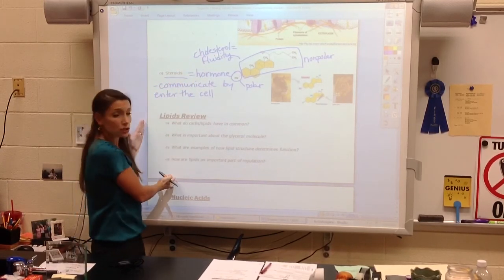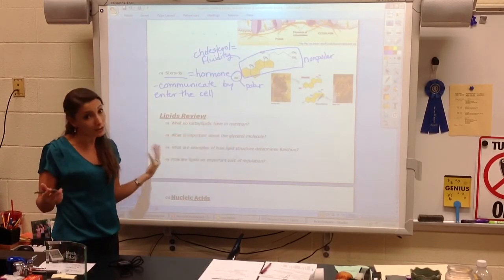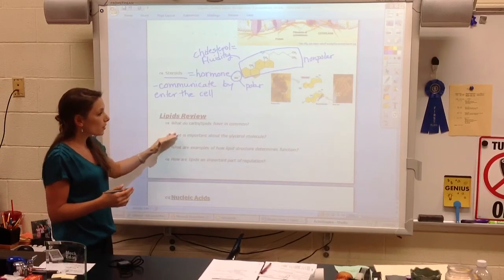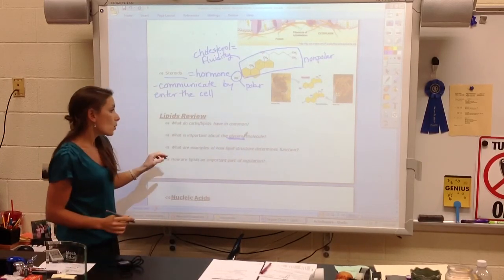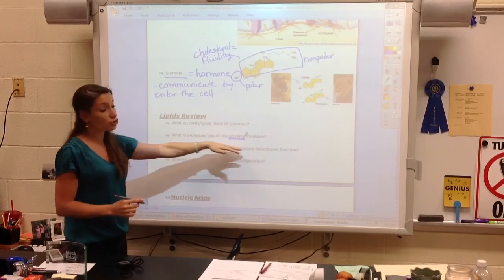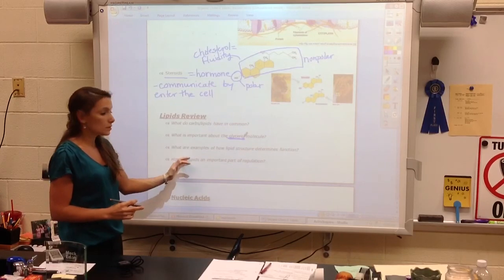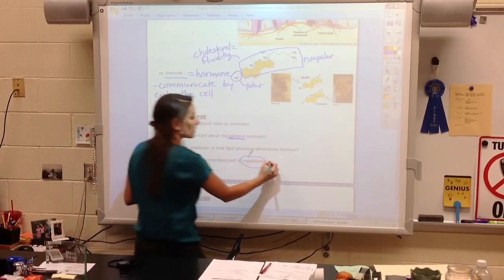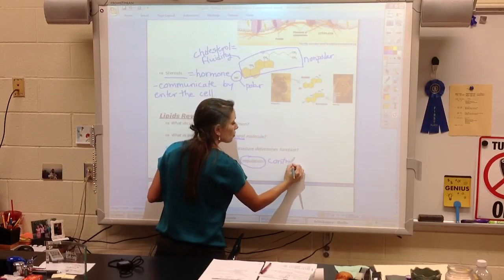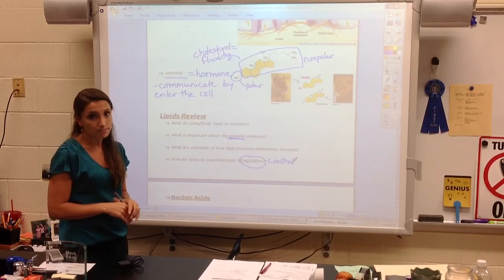So here are your questions that you need to be able to look at. What do carbs and lipids have in common? Of course, how are they different? What is important about the glycerol molecule, that backbone? What are examples of how lipid structure determines function? And how are lipids an important part of regulation? If I need to control things in the cell, how do I do that? And that's lipids.